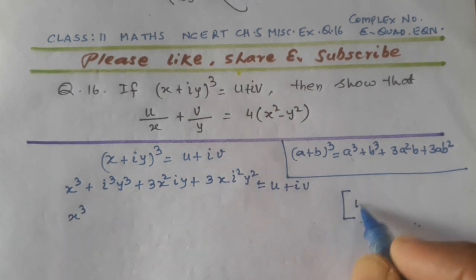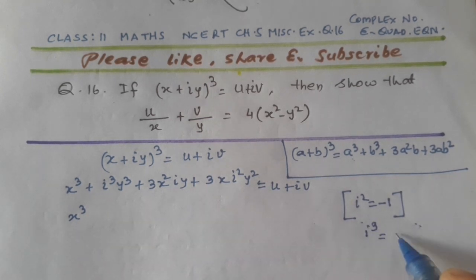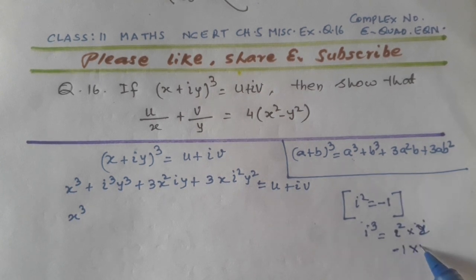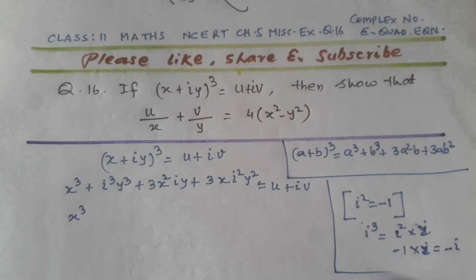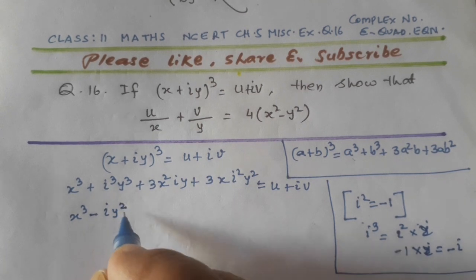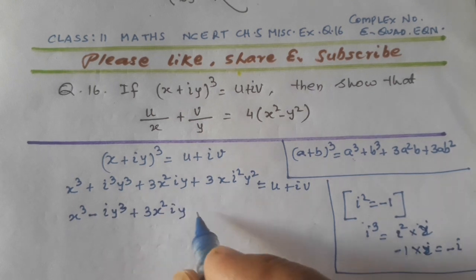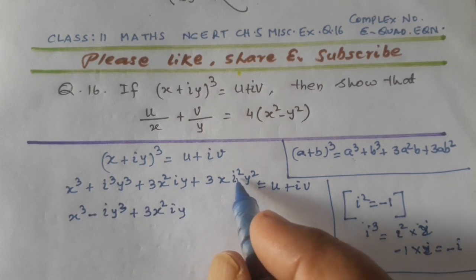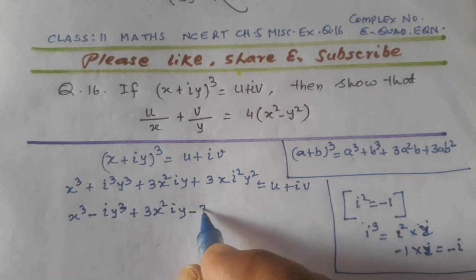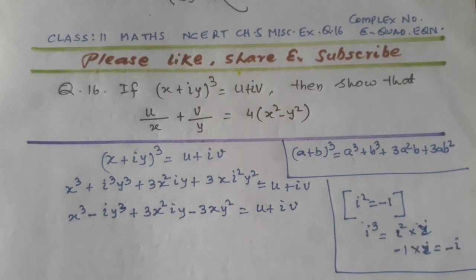We know that i^2 is equal to -1. So i^3 will be i^2 into i, so it will be -1 into i, meaning -i. Okay. So we shall write here -i y^3, plus 3x^2 iy. Now i^2 is equal to -1, so the whole term will be minus minus 3xy^2, equal to u + iv.